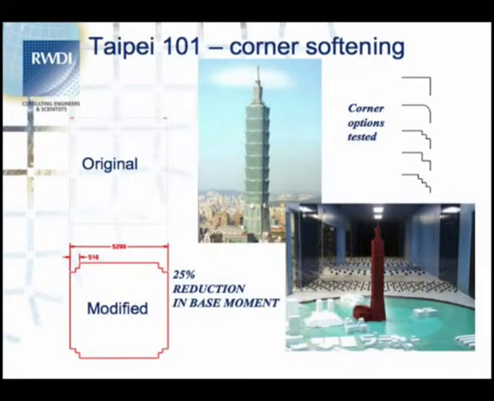The Taipei 101 building was an example where we were able to play with different corners. As it was originally tested, the crosswind motions of the building were quite severe, and through various types of corner options, we were able to come up with a solution that was pleasing to the architect. It was a compromise between the amount of net lettable area of the floors, what the architect could live with, and what we as wind engineers could recommend. But the end result was a 25% reduction in the base moment.